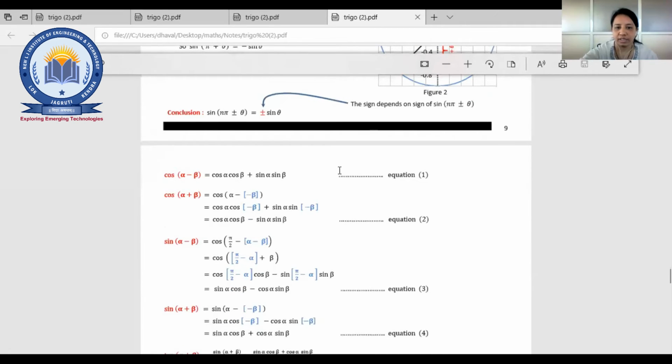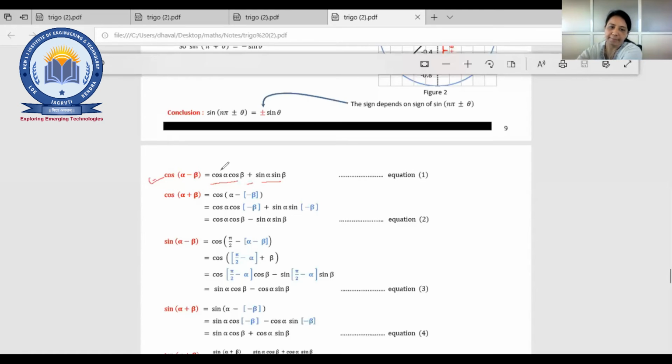Okay, the first one is a basic equation, right? That is cos alpha minus beta. So this equation is what? Cos alpha cos beta plus, if there is a minus sign here, then plus sin alpha sin beta. Okay, is there any doubt in that equation? Basic equation, that is one, right?